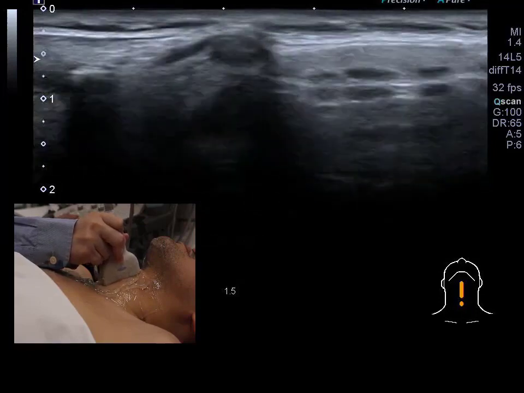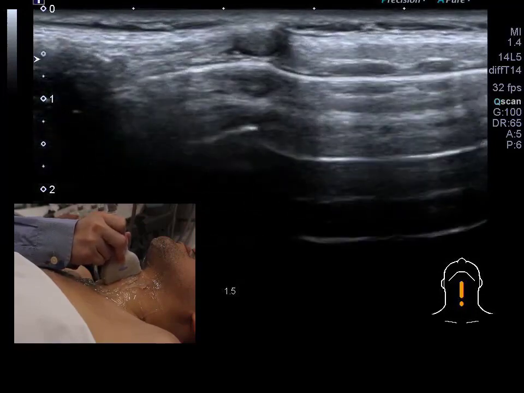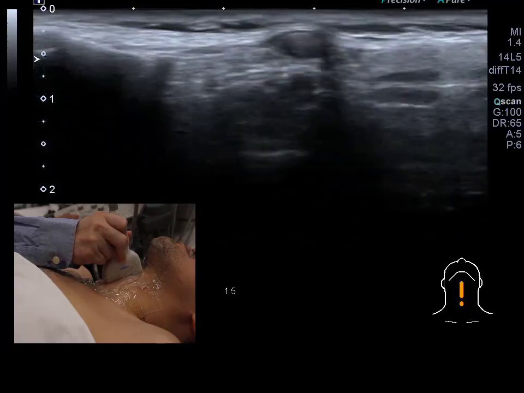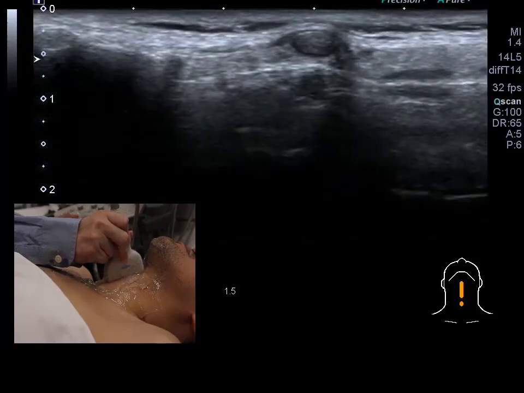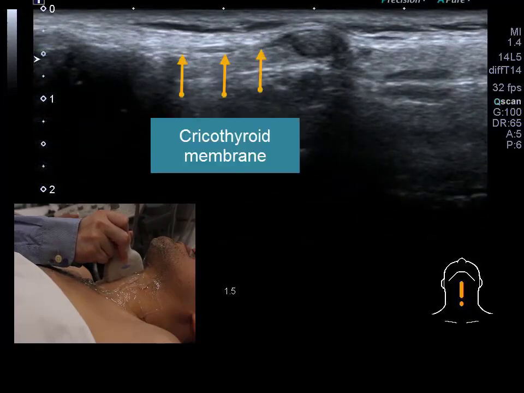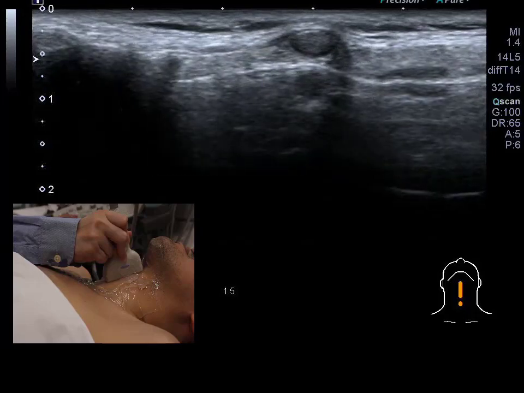In this case, it's at the level of tracheal ring 1, 2, 3. And look again for the cricoid cartilage and the tracheal cartilage. So this is the cricothyroid membrane that I mentioned before. That is an anatomical location for doing the cricothyroidotomy.